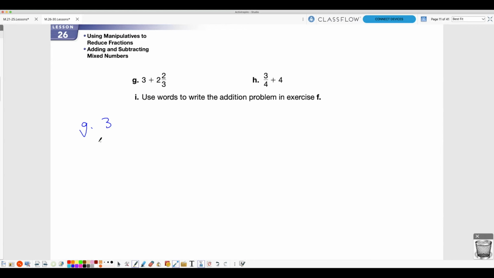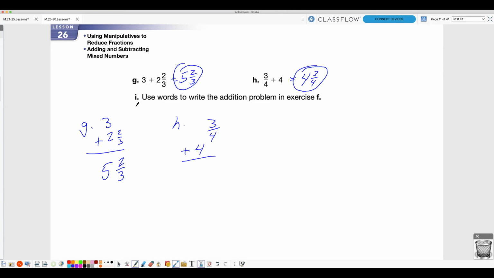That's 3 plus 2 2/3. So it'd be nothing in the fraction side, and then 5 here. That would be the end of that one. 5 2/3. Letter H. This one would be 3/4. And there's a whole number of 4, but there's no fraction portion of it. So that's simply just going to be 4 3/4.